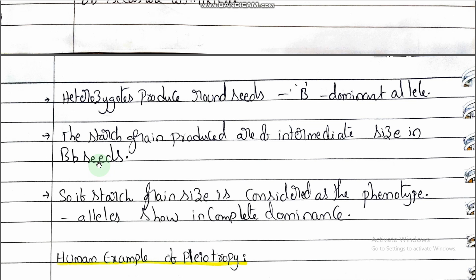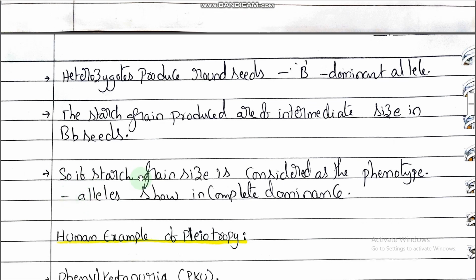And what about the starch production? Starch production should also be high and effective, but here what is happening? Intermediate size in capital B and small b seeds. Intermediate size means starch production is also intermediate, not effective, not less. Here both exhibit both parent characters. Both parent characters means what? There is incomplete dominance, right? So if starch grain size is considered as the phenotype, the alleles show incomplete dominance.